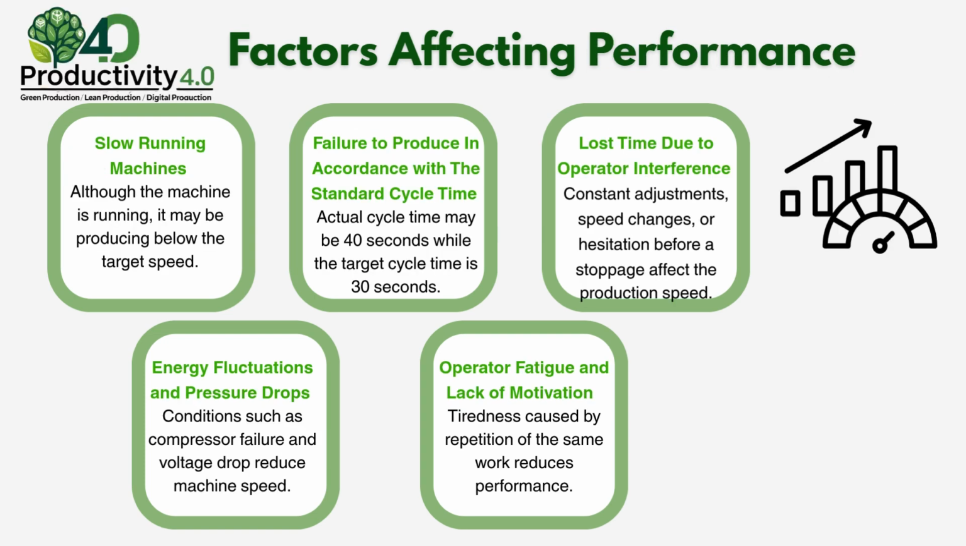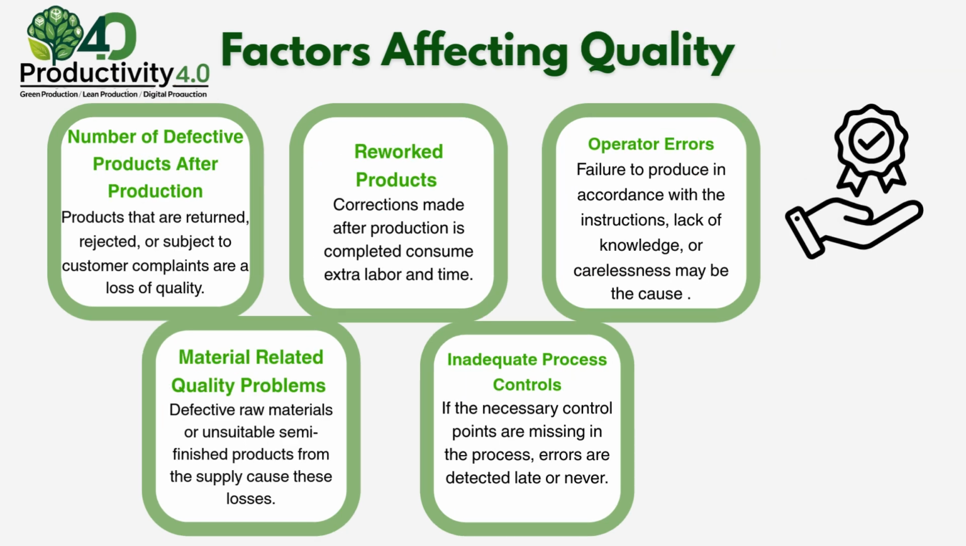There are several important factors that affect performance. Slow-running machines cause production to fall below the target speed, negatively impacting efficiency. Failing to produce in accordance with standard cycle time also leads to losses. For example, if the target cycle time is 30 seconds but the actual cycle time is 40 seconds, this decreases production efficiency. Operator interferences can cause time losses. Continuous adjustments, speed changes, or hesitation before stoppage can negatively affect production speed.